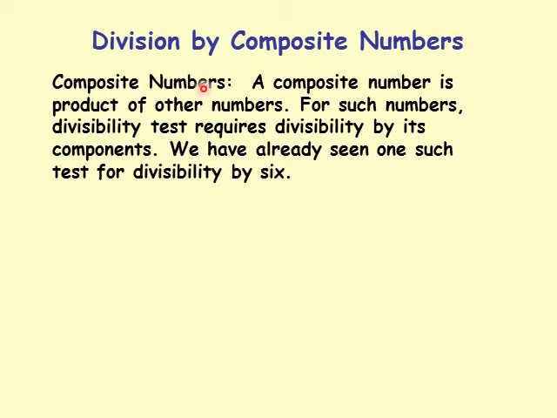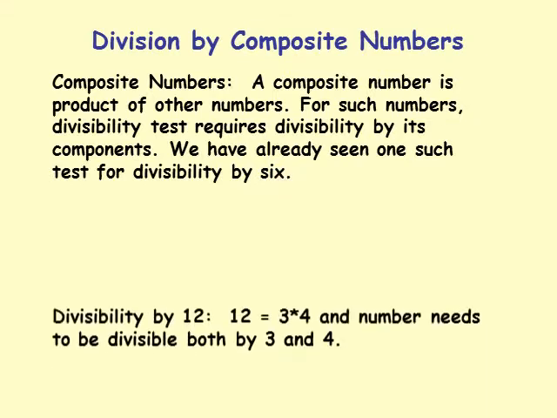Now let's discuss division by composite numbers. Let's see what composite numbers are. A composite number is a product of other numbers. For such numbers, the divisibility test requires divisibility by its components. We have already seen one such test when we were discussing divisibility by 6. 6 was 2 times 3, the product of 2 and 3.